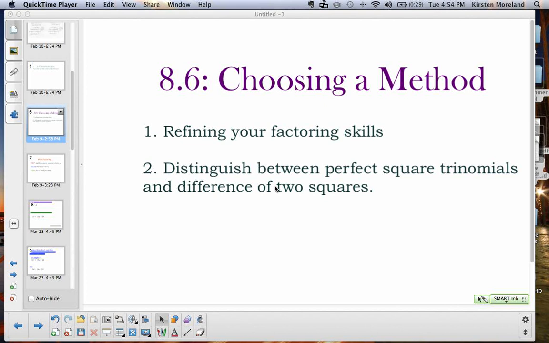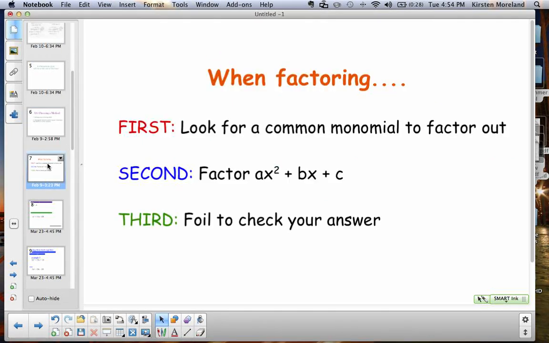This is going to seem somewhat like a review because you've done a bunch of factoring, and now you're not going to be told what type of method to use like you have been before. You're going to need to decide. First, look for a common monomial to factor out. This is the very first thing we did, where we said, okay, I can factor out a 2x from both of these. Second, you're going to be factoring something of the form ax squared plus bx plus c. And third is the key: always check to see if your answer works out.